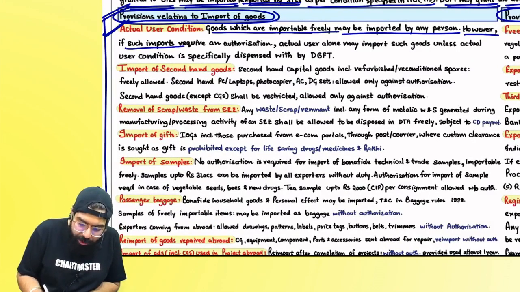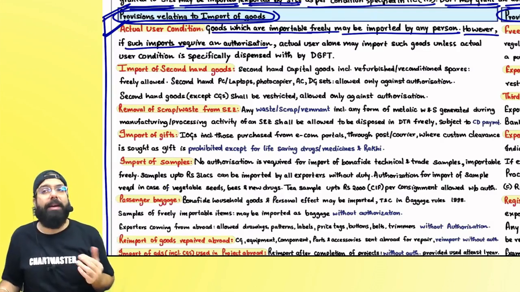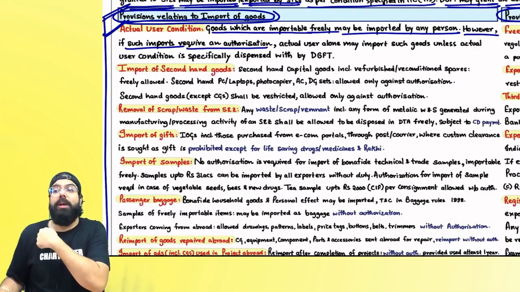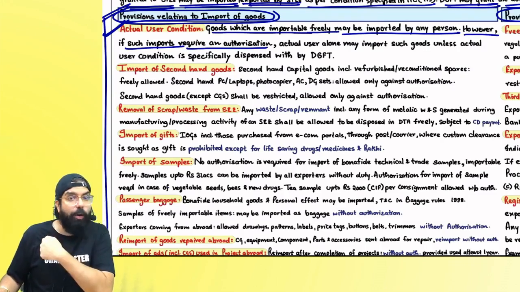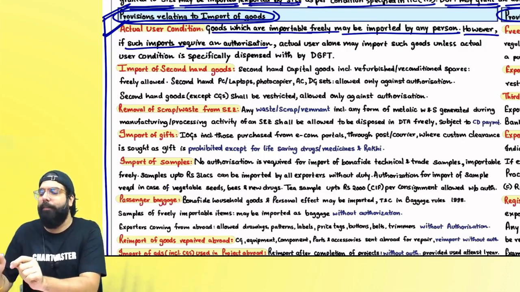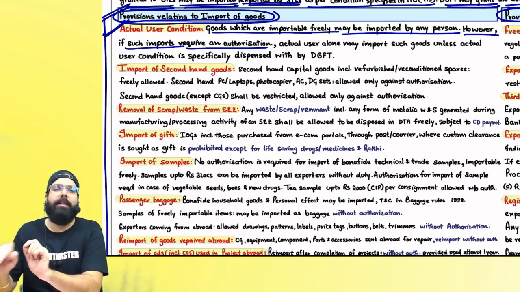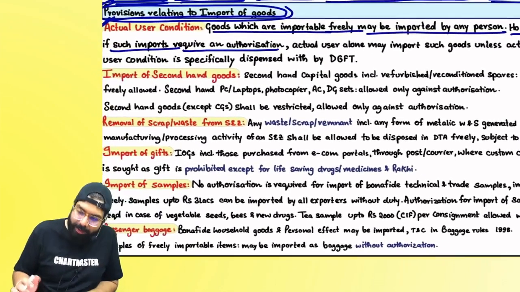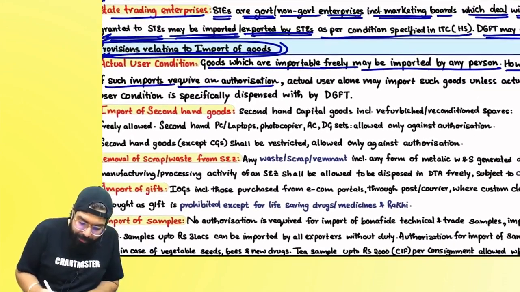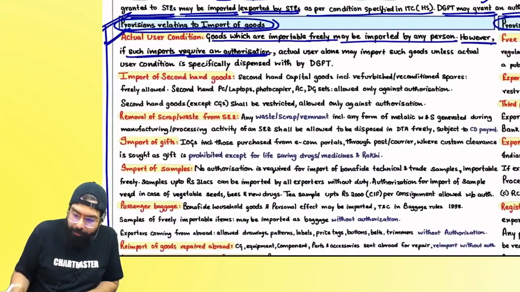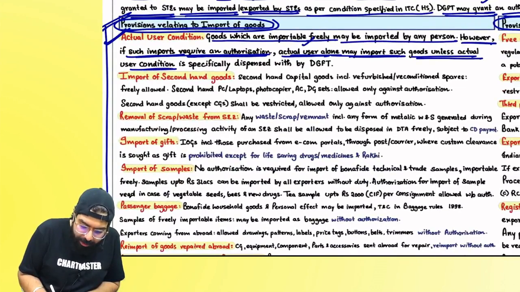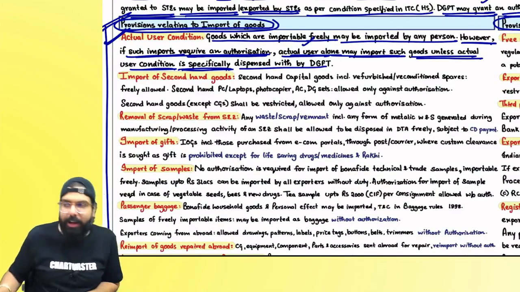However, if such goods require an authorization, there might be a restriction, and if authorization is given, then the authorization is subject to the actual user condition. That means only the person who has been given the authorization can import. Unless DGFT deletes that, the actual user condition always applies. So they are telling: however, if imports require an authorization, meaning restricted import, such actual user alone may import such goods, unless the actual user condition is specifically dispensed by the DGFT.